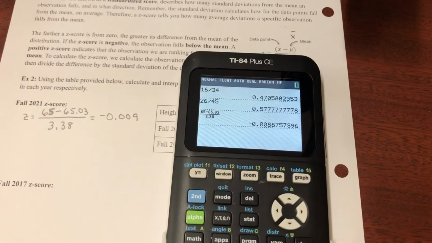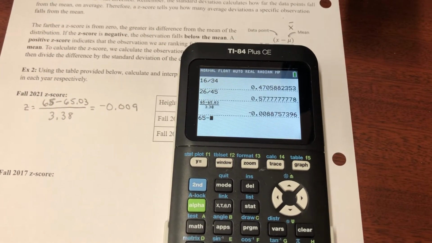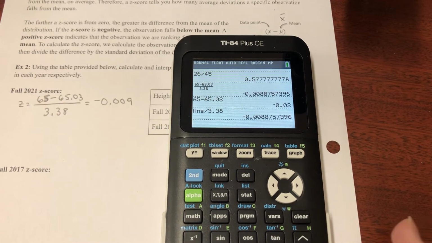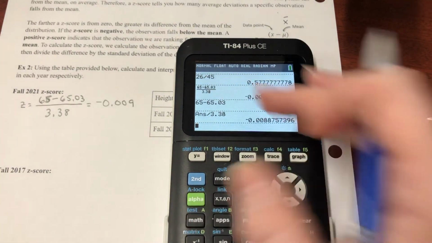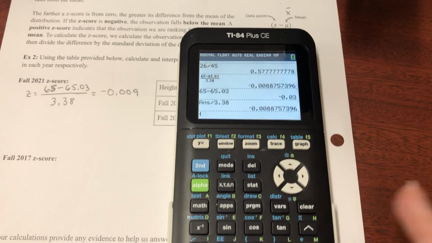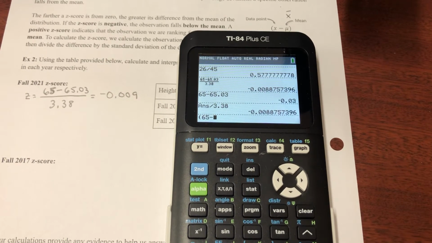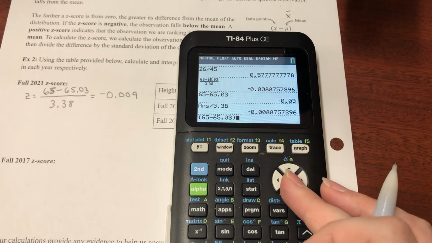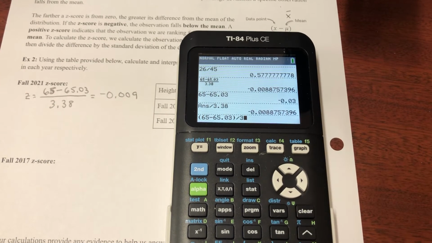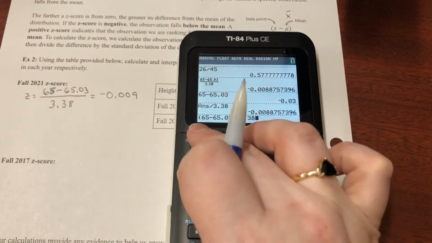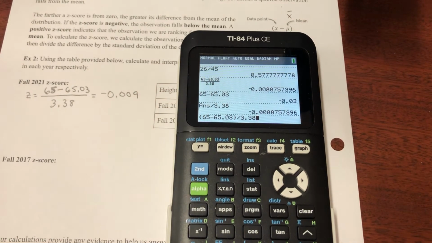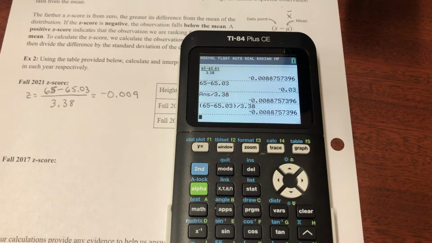Another way that you can do this is to complete the subtraction first, 65 minus 65.03, and then divide by 3.38. If you still want to type it all together, but you don't remember how to find the fraction, put parentheses around the numerator. When you use the fraction feature, you are basically including an order of operations, because you have to complete the numerator and the denominator separately before you complete the division the fraction represents. So if you want to type it in this way, don't forget the parentheses around your numerator to keep it together and complete the subtraction before the division. Otherwise, PEMDAS is going to take over and it'll do it out of order.